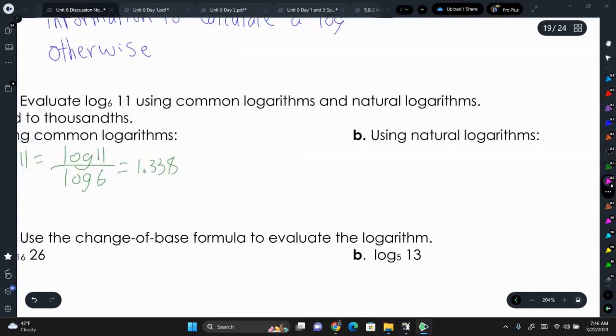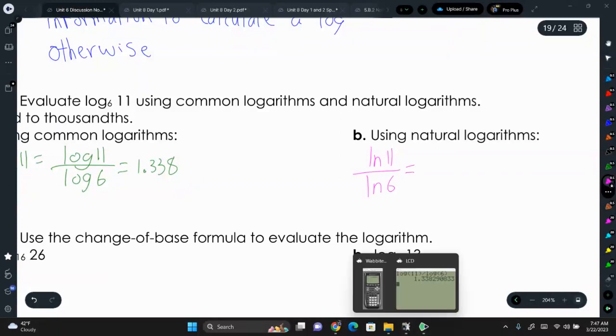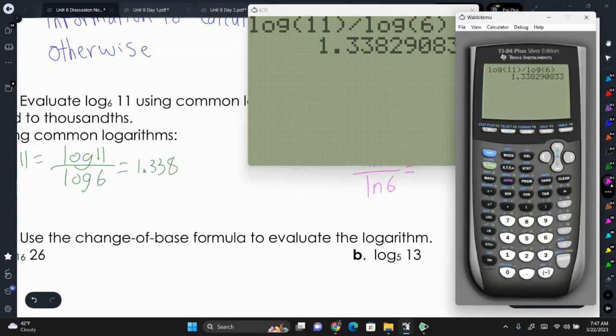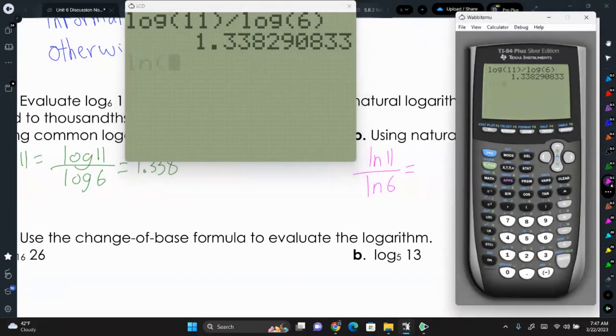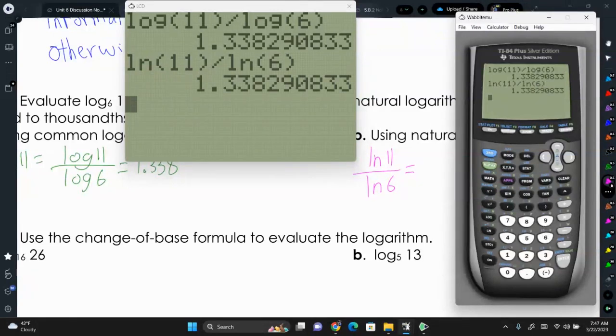And we could also use natural logarithms. So we could do the ln of 11 over the ln of 6. And we should get the exact same answer. 1.338.